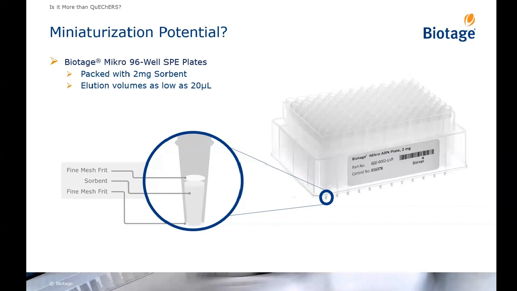But what's nice about column SPE is there's new technology called microplates. And these are not just 96-well plates, which have also been around for a while. These are actually microplates, so they're packed in the actual tip. This allows you to pack as little as 2 milligrams of sorbent, which allows you to elute volumes as low as 20 microliters, which would be extremely difficult to do in a dispersive way. So there's really endless potential for miniaturization using positive pressure processing and CSPE cleanups.